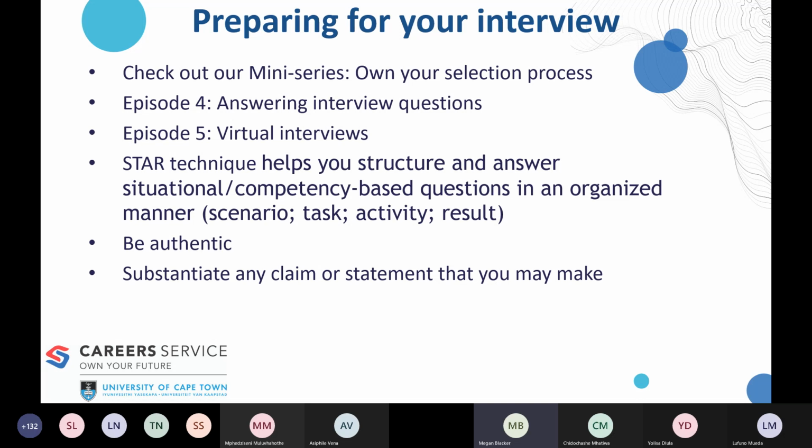I think it's very, very important to be authentic. You can only be who you are. You might know the exec committee member for the society now, but you can only be the person that you are. So just be yourself in your interview. And like I said before, substantiate any claim or statement that you make with evidence, with examples of what that actually means.